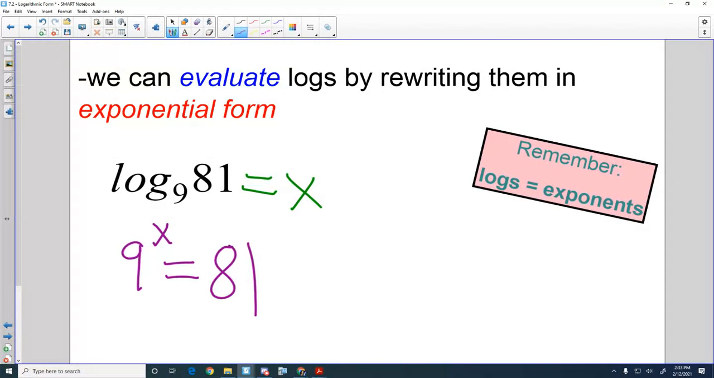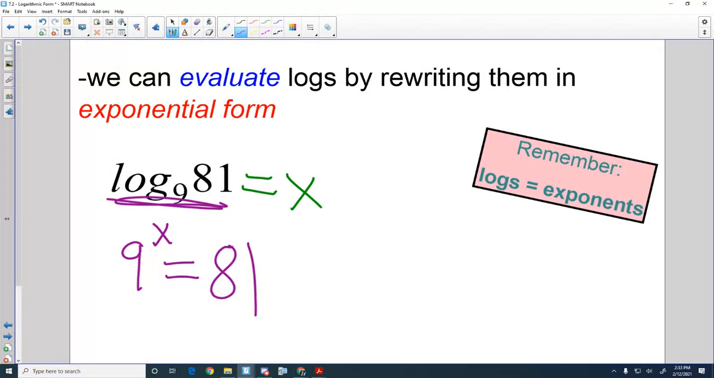We know it's got to equal 2, right? Because 9 to the second power is 81. All of you know that. Now, initially, that wasn't completely clear, was it? When it's just written like a log like this. But if you rewrite it in exponential form, all of a sudden, it makes sense. And you can see, oh, 9 to what power is 81? That's going to be a 2. X would have to equal 2.